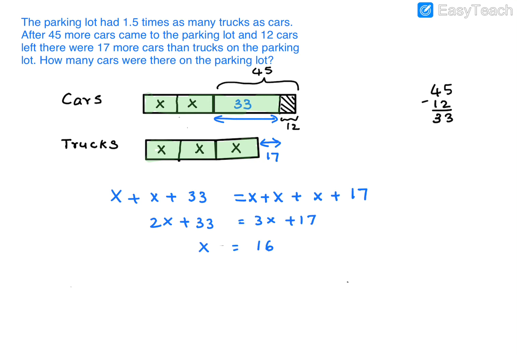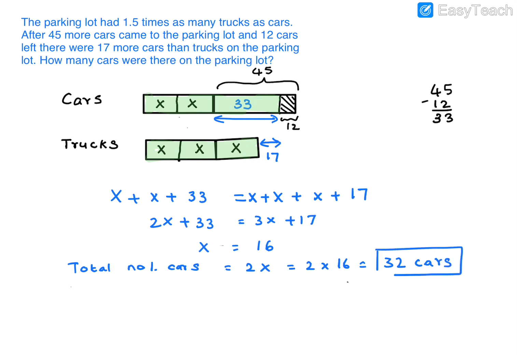Now we know that 2 times x is the total number of cars. So total number of cars is equal to 2 times x, which is 2 times 16, and the answer is 32 cars. We can go further and say the total number of trucks is equal to 3 times x, which is equal to 3 times 16, equal to 48 trucks.